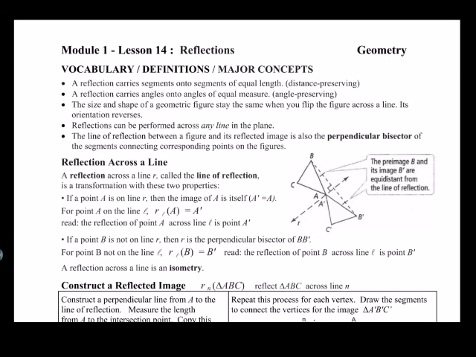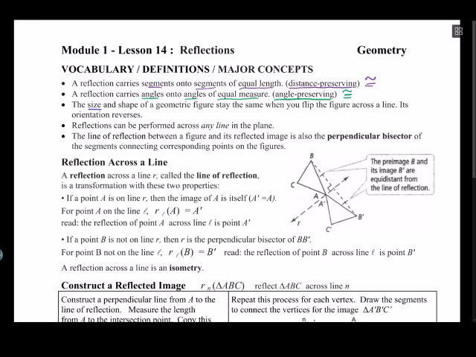Module 1, Lesson 14, Reflections. Again, we are starting with some major concepts from previous lessons. Reflections are distance preserving. That means our segments are mapped onto segments of equal length, which means they are going to be congruent. It is also angle preserving, which means we are going to map angles onto angles of equal measure, so angles are congruent.